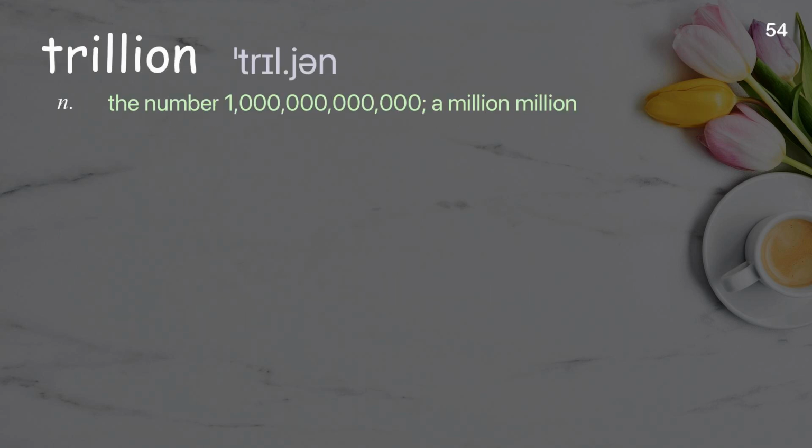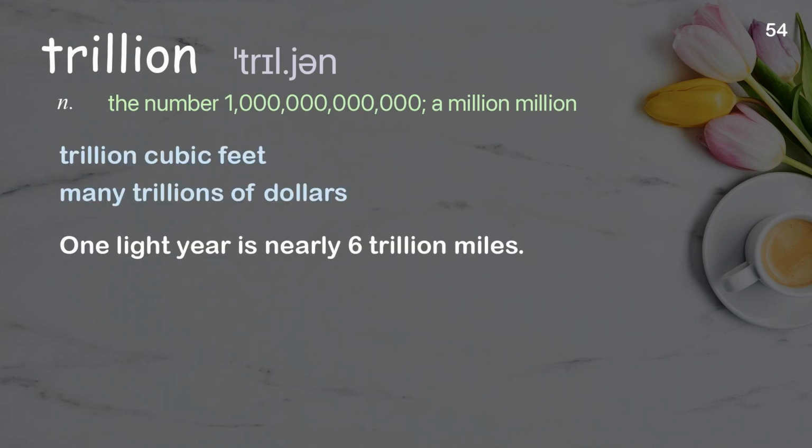Trillion. The number 1 trillion, a million million. Examples: trillion cubic feet, many trillions of dollars. 1 light year is nearly 6 trillion miles.